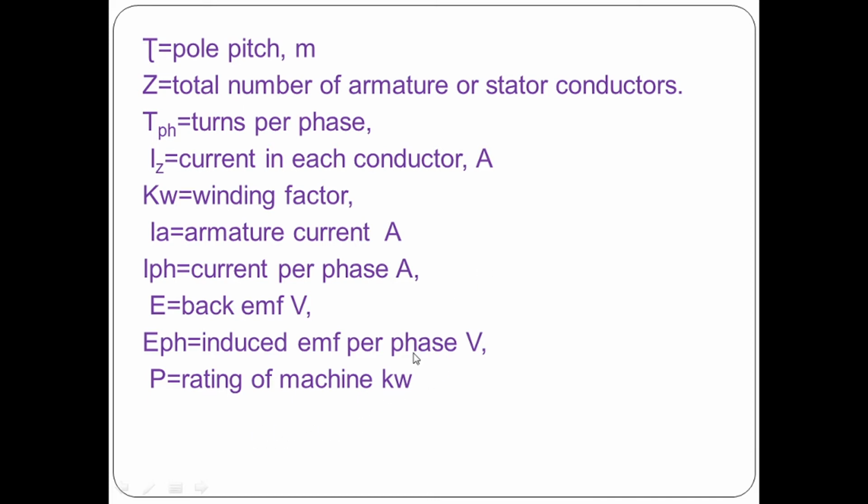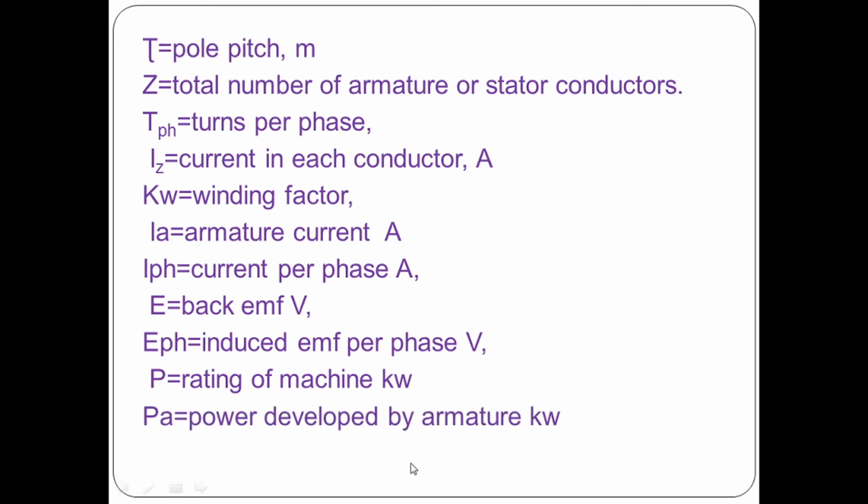P is the rating of the machine in kilowatt. Normally in an induction motor, the rating is mentioned in terms of kilowatt. In a transformer, it is mentioned in terms of kVA. Correct. So capital P is the rating of the machine in kilowatt, and small p is the number of poles, which we have to understand.